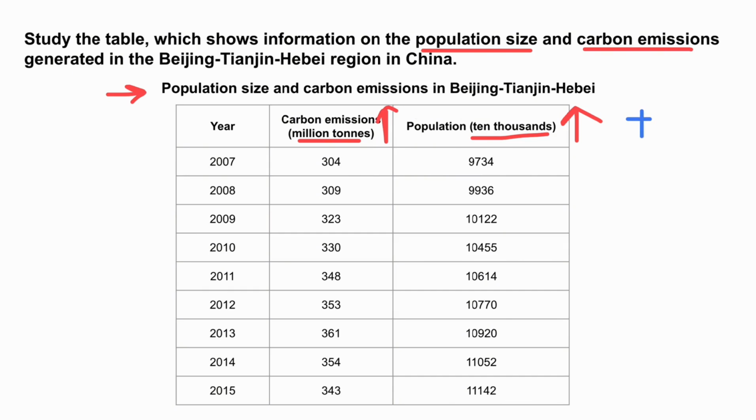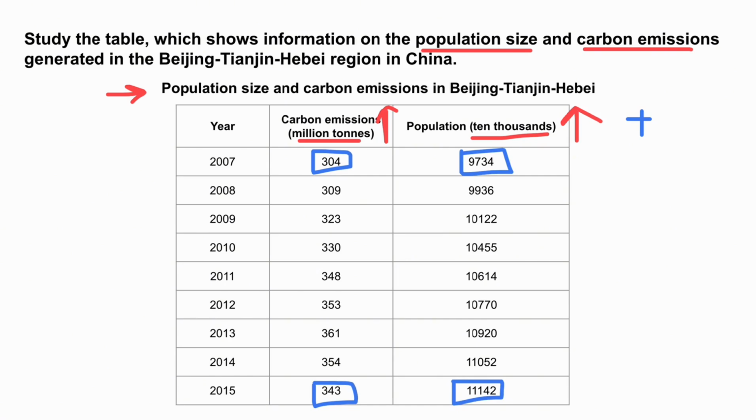Plus for positive. I can also describe this relationship to be direct. Alternatively, I can even just use plain words to describe it. When the population increases, the carbon emissions generated also increases. So any way is fine. To prove the relationship, I need to quote data from the figure. So I'm going to quote data such as this, 304 to 343, to show that there was an increase overall. I'm going to quote this number, 9734, 11142, to show that there's also an increase overall.